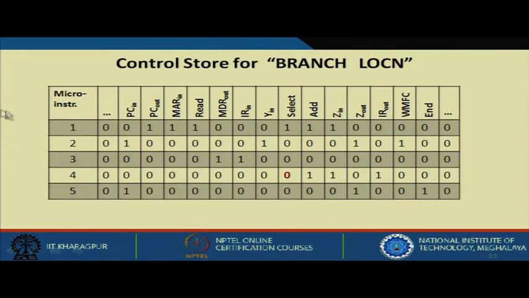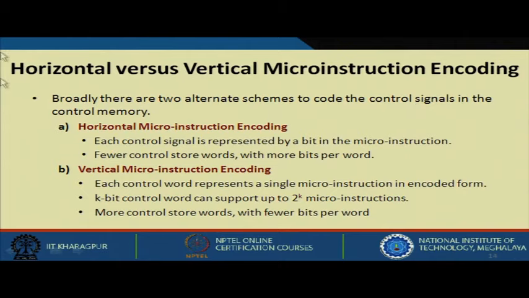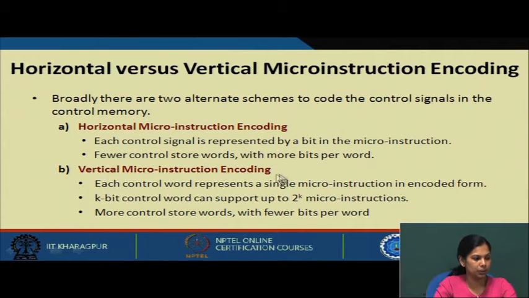Why? Because we have made it in such a fashion that operations can happen in parallel. We are keeping this particular size for the whole set of control signals we have. So the size of this control word depends on the total number of control signals present. So fewer control store words will be required, with more bits per word. Each word contains more bits.